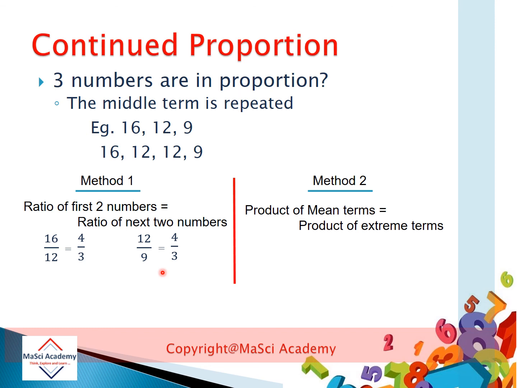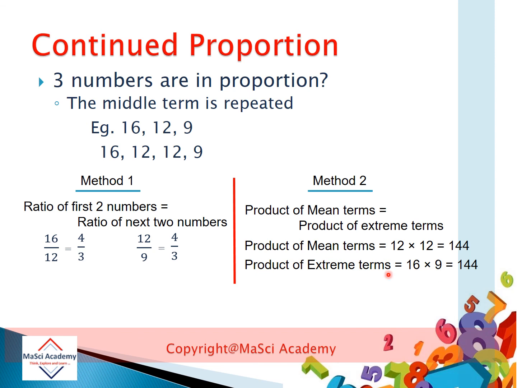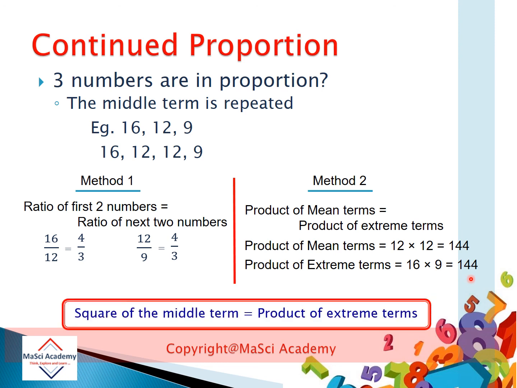The other method is product of mean terms is equal to the product of extreme terms. That is 12 cross 12, the product of mean terms is 144 and the product of extreme terms is 16 cross 9, again it is 144. So the square of the middle term is equal to the product of the extreme terms when we have to check if three numbers are in continued proportion.